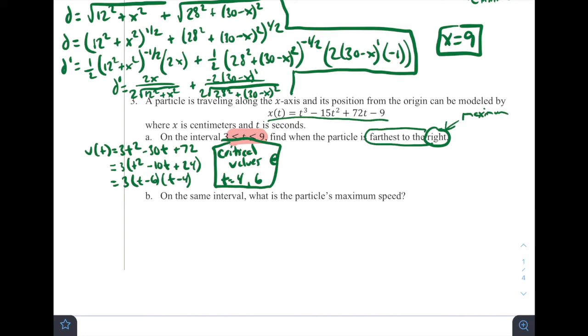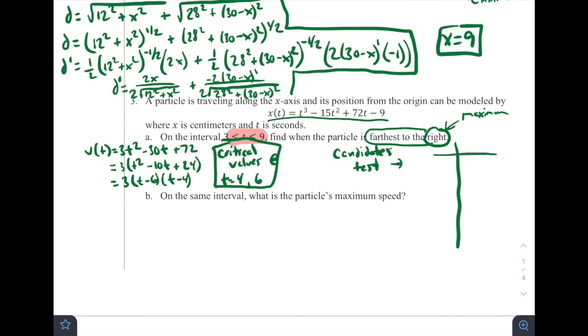And we learned earlier in this chapter about this thing called the candidates test, where we can test the critical values, but we also need to test the endpoints as well. So what I'm going to do over here is make a little table. Again, we're doing some review here on the candidates test from earlier in this chapter. And my table is going to look like this.